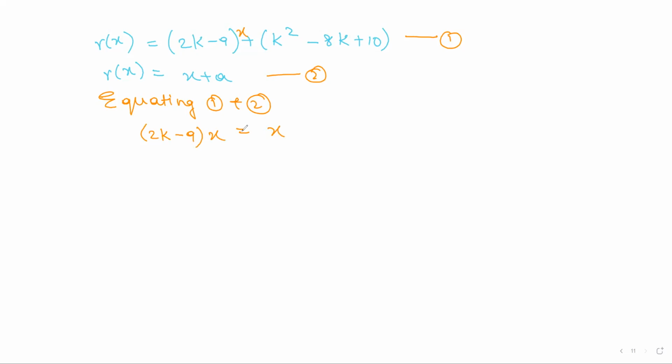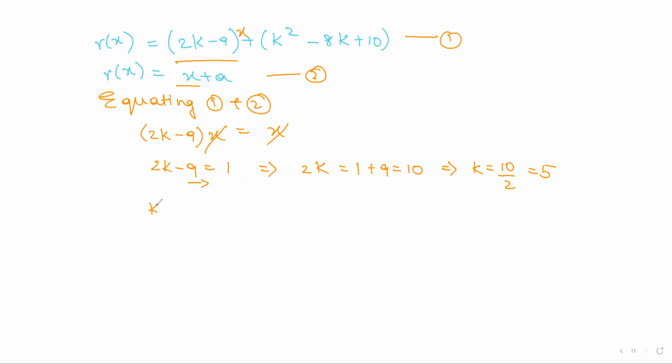When you equate such kind of expressions, the variable terms get equated and the constant terms get equated, or the respective like terms get equated. The power of x is 1 in both these terms, so both these terms will be equated separately. X gets cancelled and 2k minus 9 becomes equal to 1. 9 gets shifted over here and you get 2k is equal to 1 plus 9, which is 10. K is equal to 10 by 2, which is equal to 5.